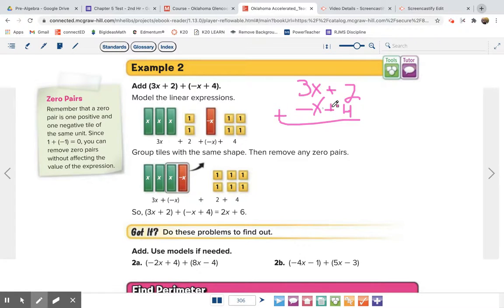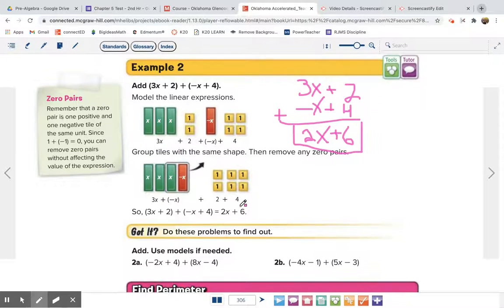So I have positive 2 plus positive 4, which we know is positive 6. Then here I have 3x plus negative 1x. 3 plus negative 1 means you subtract and keep the sign of the larger number because that's what our rules are for adding and subtracting with the negatives. We did that back towards the beginning of the year. So 3 plus negative 1 is 2x. Basically 3, and you're taking away 1. So 2x plus 6 is our final answer.